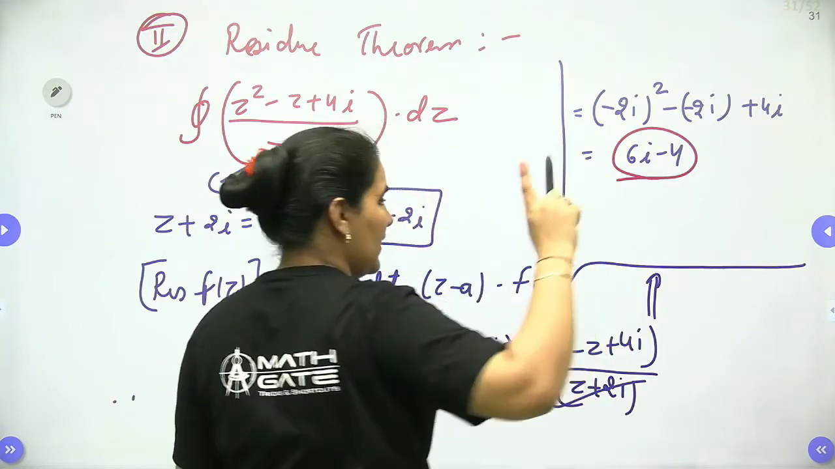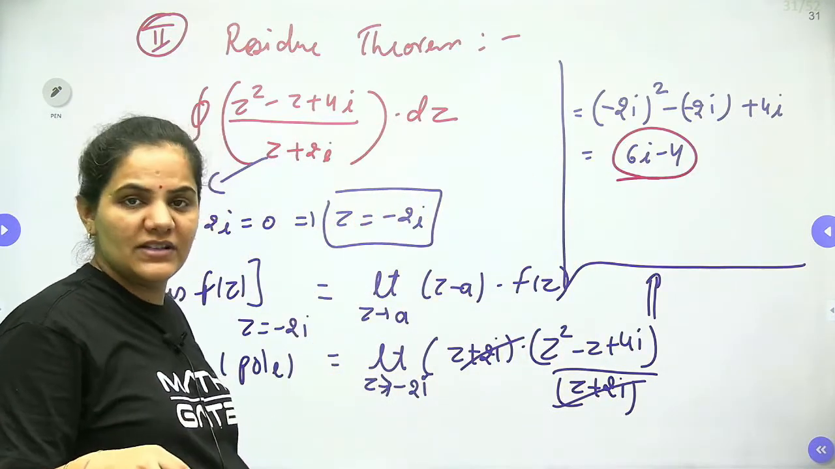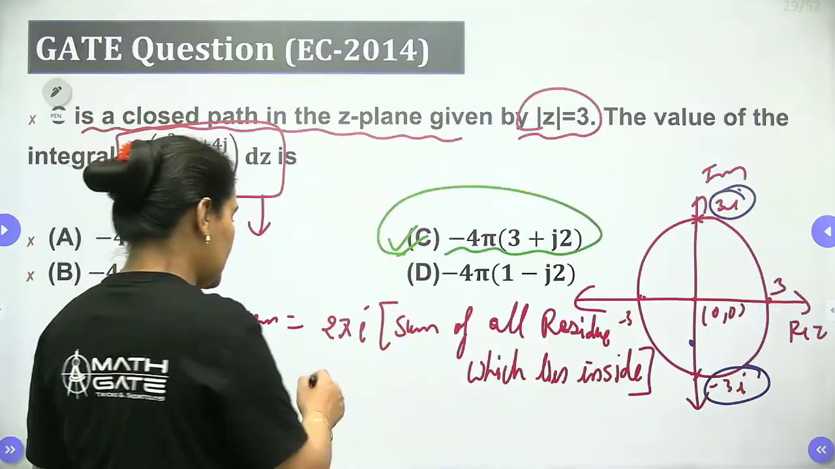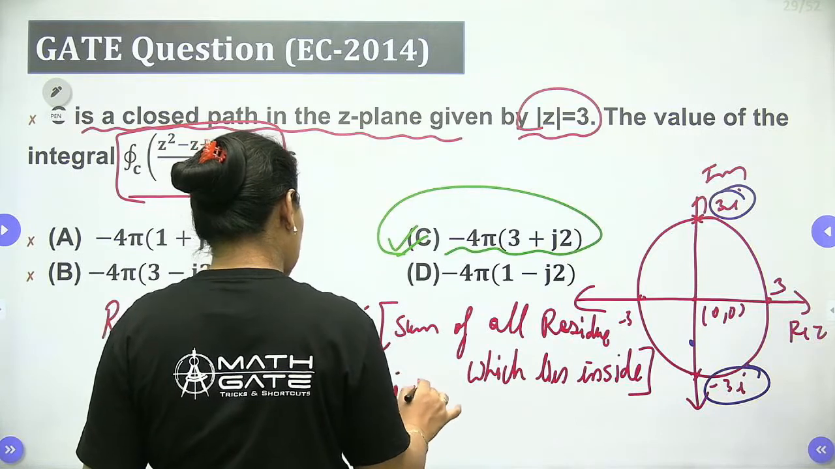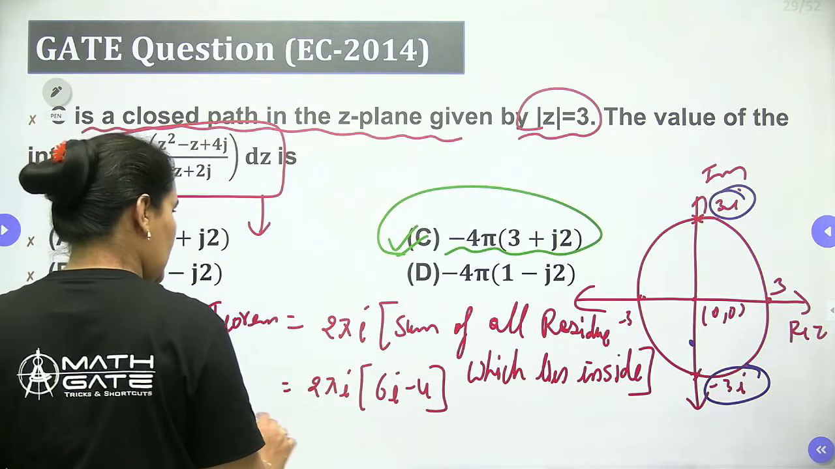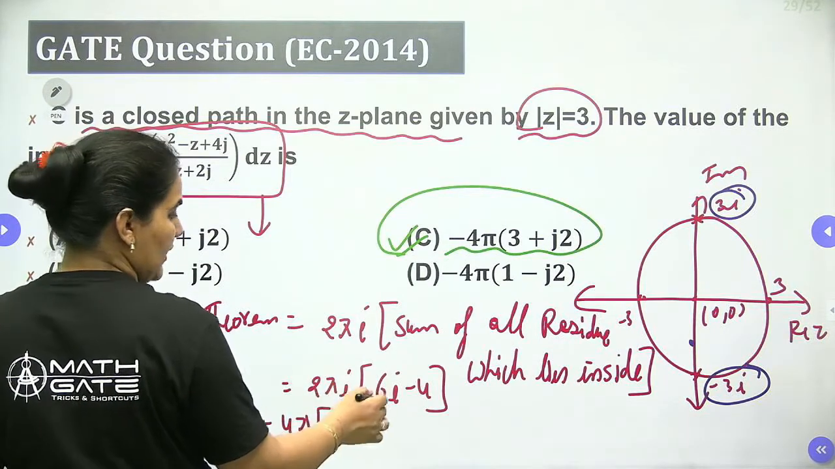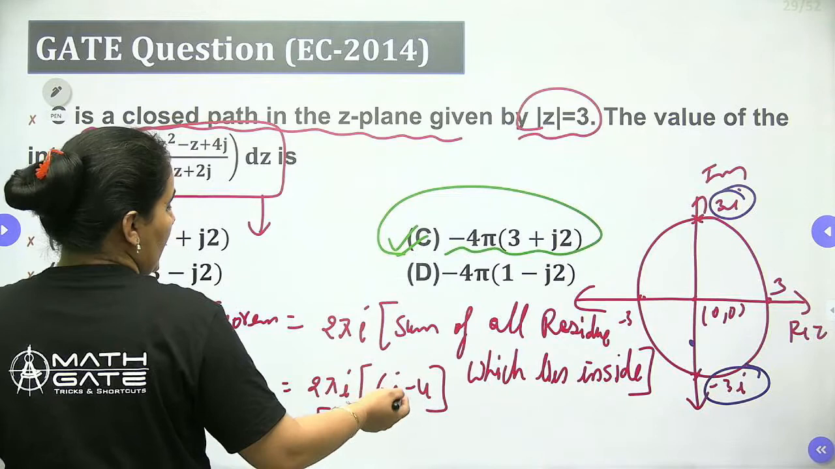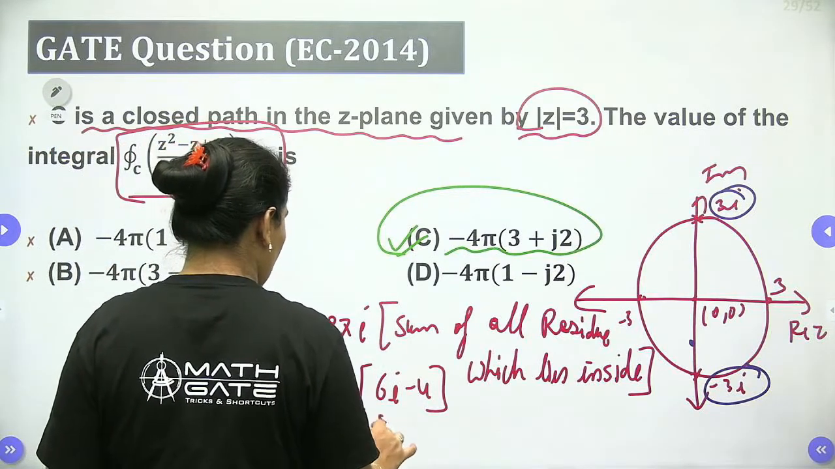We are having only one residue which is lying inside the closed curve. Even we are having only and only one residue, so it will be as it is. So 2 pi iota into 6 iota minus 4. So when we approach here, we have to find the value according to the question. So we can again write down minus 4 pi, because iota square is equal to minus 1. We can take common 2 outside, it will be minus 4 pi (3 plus 2 iota).